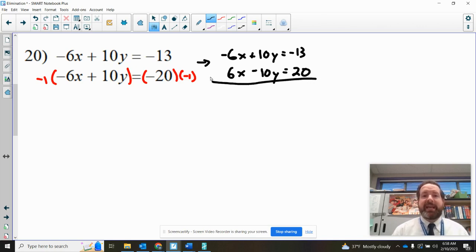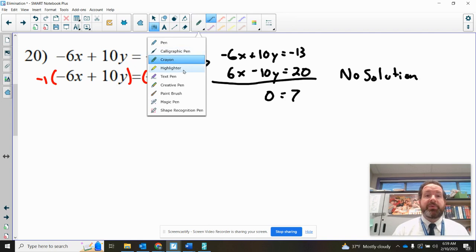Now these equations get added up. Negative 6x plus 6x is 0. That's the whole point we're trying to eliminate. 10y minus 10y is also 0. Okay. Negative 13 plus 20 is positive 7. All right, well, no variables are left, and that's a false statement. That just means this system of equations has no solution.